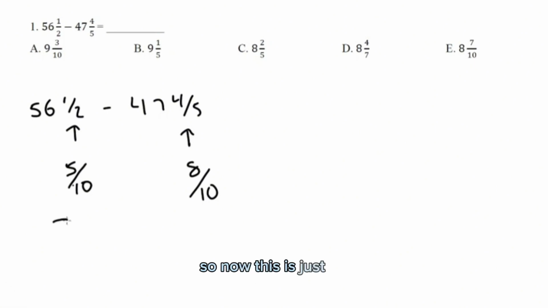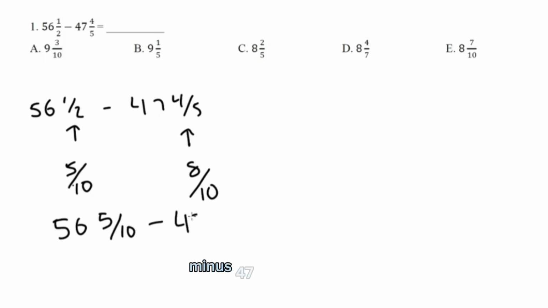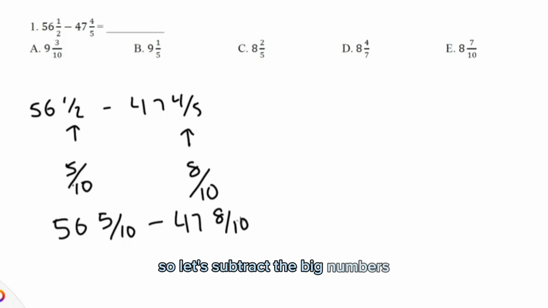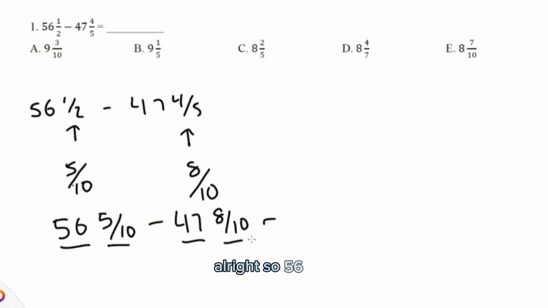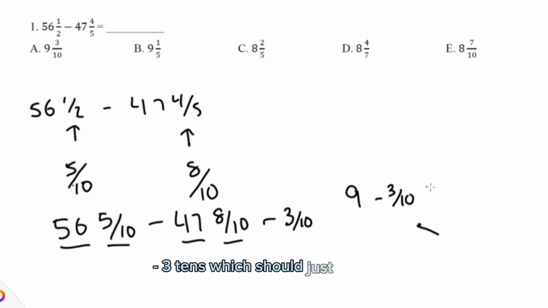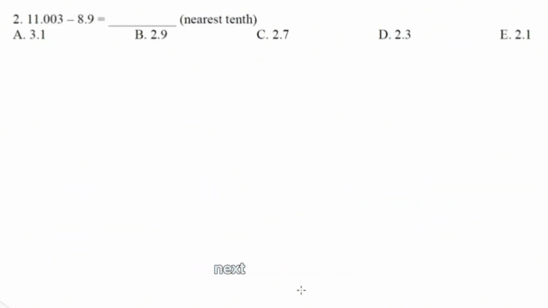Alright, so now this is just 56 and 5/10 minus 47 and 8/10. This becomes easier to solve. So let's subtract the whole numbers, 56 and 47, and then the fractions. 56 minus 47 is just 9. And then 5/10 minus 8/10 is negative 3/10. So we do 9 minus 3/10, which would just be 8 and 7/10. And that's your answer. Next, number 2.